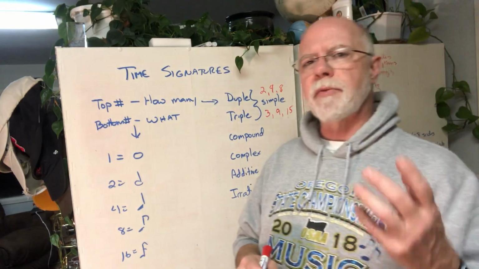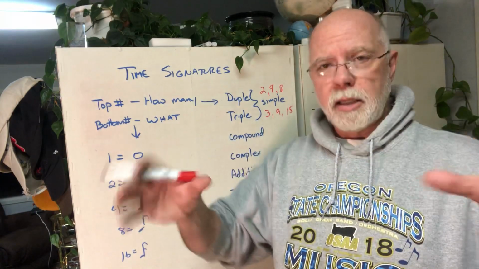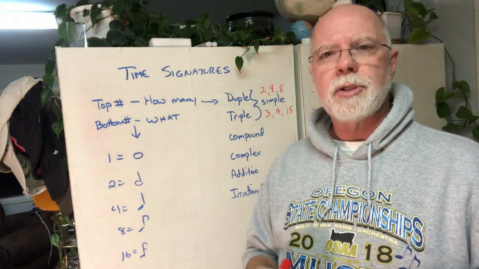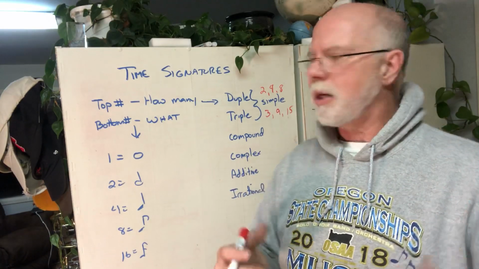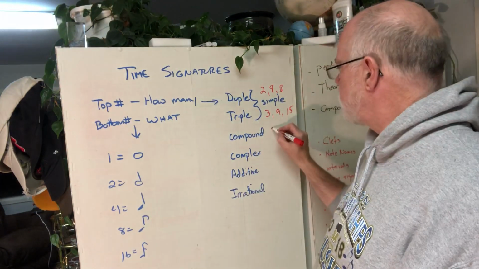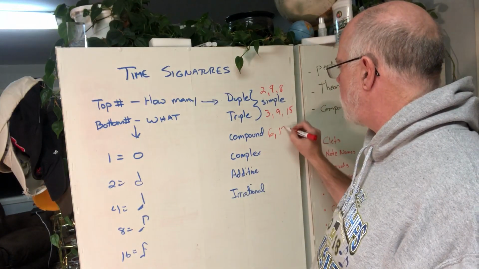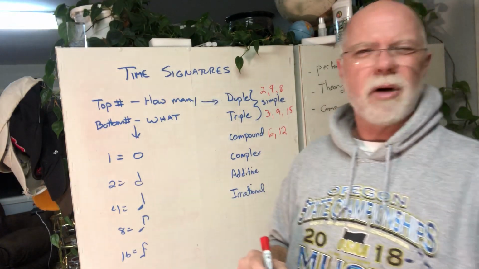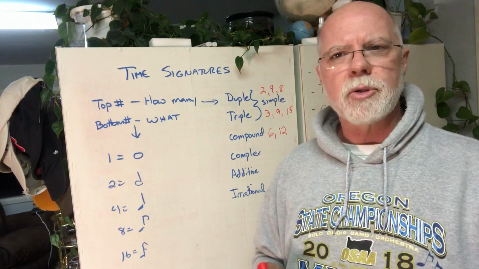In this case, if it's divisible by both 2 and 3, kind of like chemistry, when you mix 2 chemicals together, you would get a compound, right? Well, it's the same idea. If you mix 2 and 3 together, you get a compound time signature. So this would be 6, 12. 18, you rarely see 18, but 6 and 12 for the most part, all right?